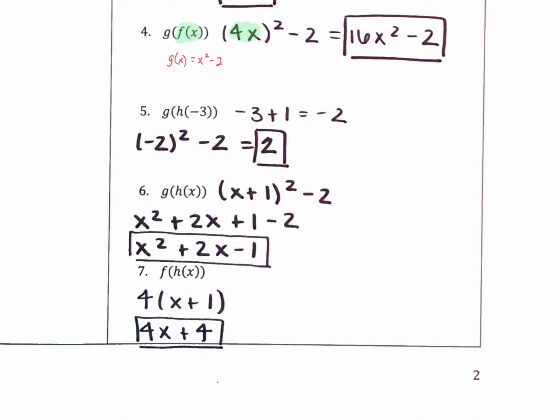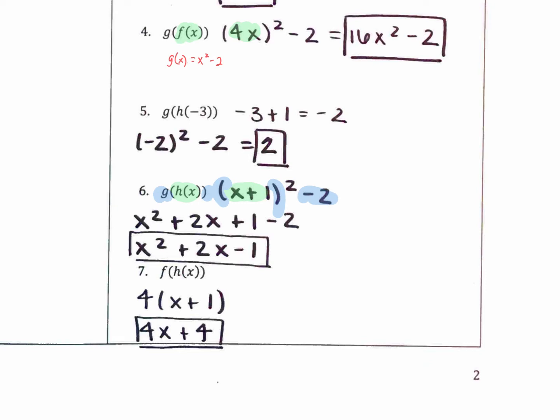Here I have some more examples with composition. Now we're bringing the h function into the mix. The h function says take something and then add 1. We then take that result, put it into the g function. If we take the h function and plug that into the g function, the h function says take something and add 1. The g function says take something, square it, and then take away 2.